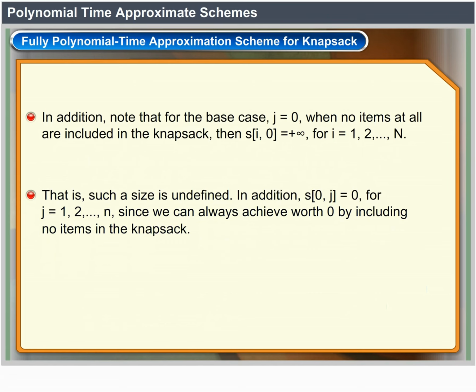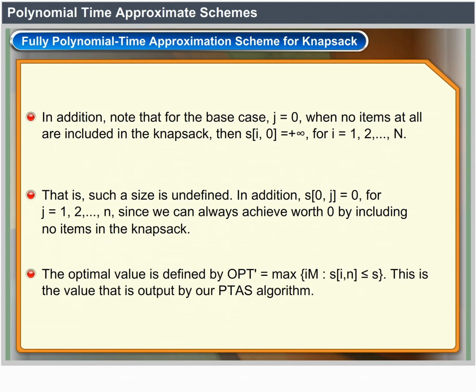Since we can always achieve worth 0 by including no items in the knapsack, the optimal value is defined by opt dash equals max of j such that s of i, j less than or equals S. This is the value that is output by our PTAS algorithm.